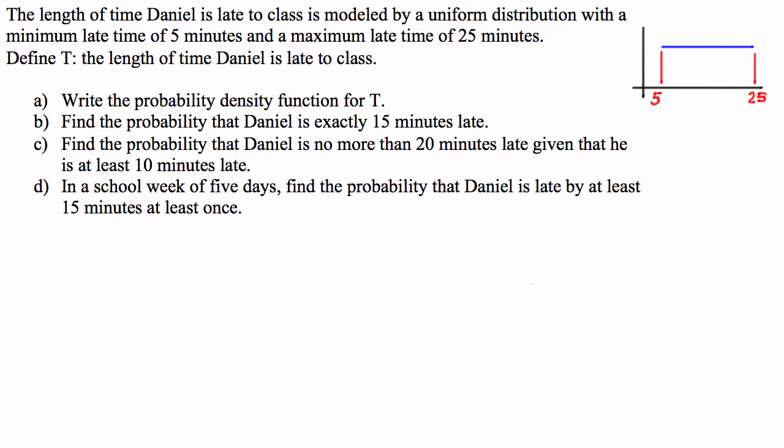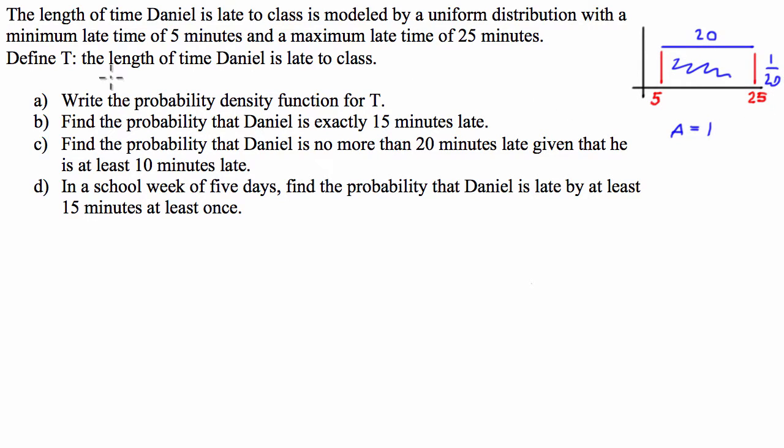And we know that the area of this has to equal 1 because the probability of everything happening is equal to 1. So we have a distance from 5 to 25 of 20. It has to equal 1. So the height of this must be 1 over 20, because the area of a rectangle is length times width. If the length is 20 and the area is 1, the width must be 1 over 20.